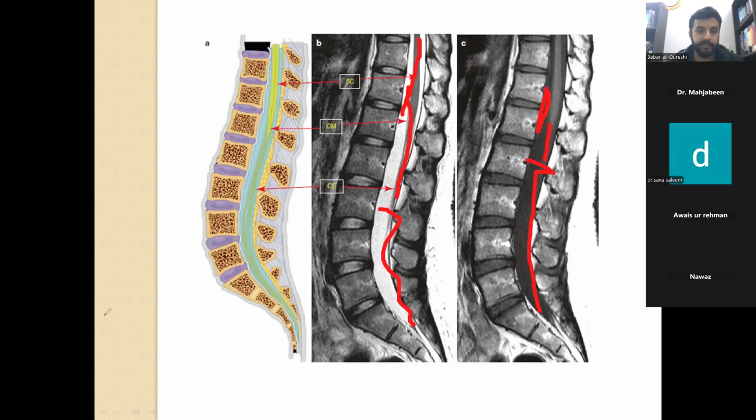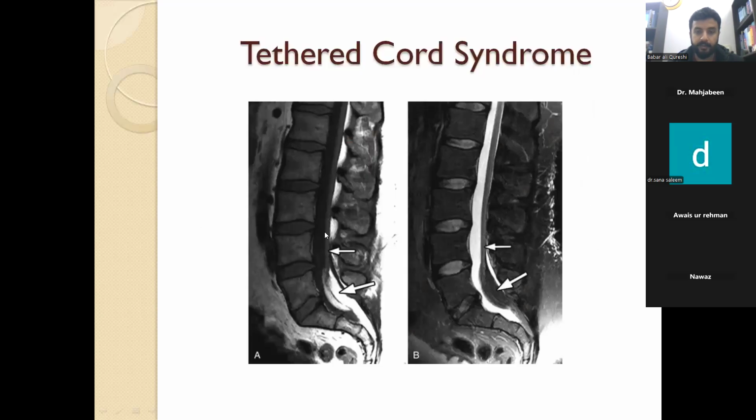So looking at this is very important. Why? Because a very important condition which we see in neurosurgery is the tethered cord syndrome. What is tethered cord syndrome? It is the low-lying spinal cord below the level of L1 in adults.